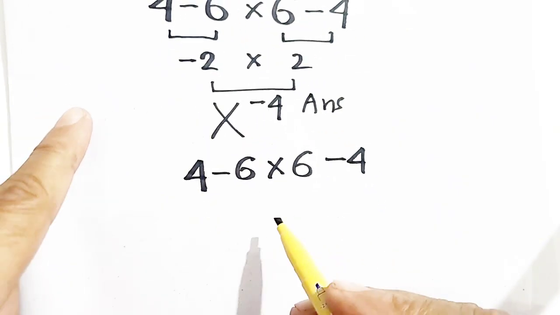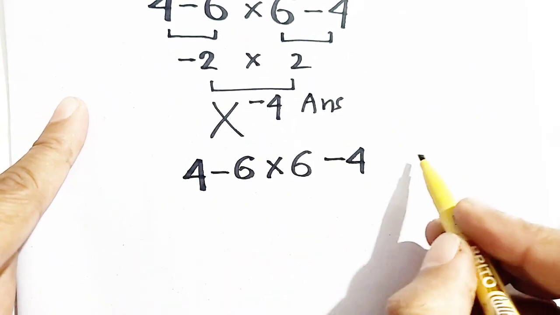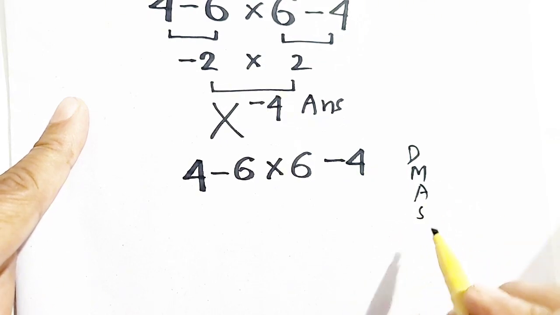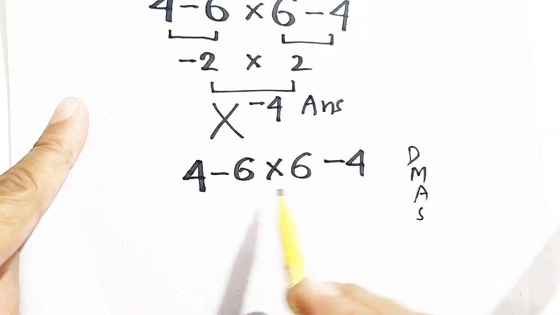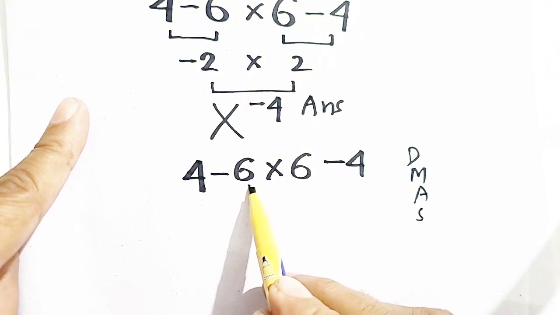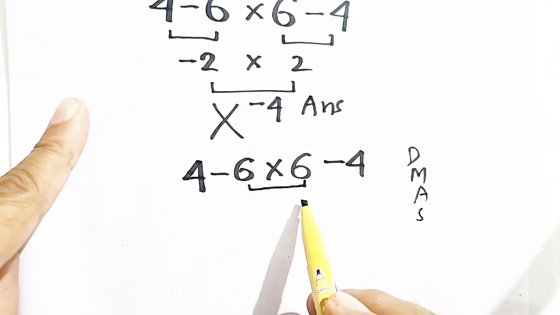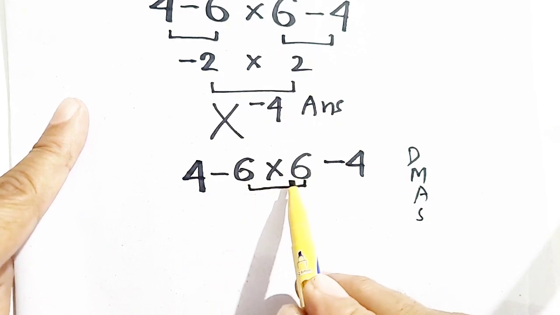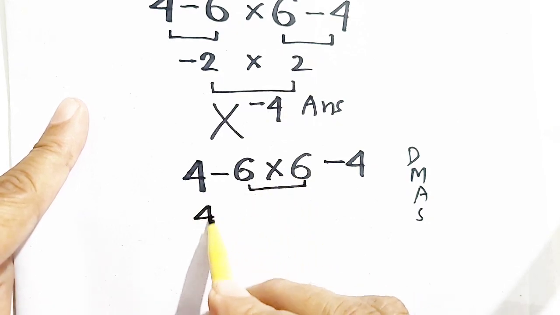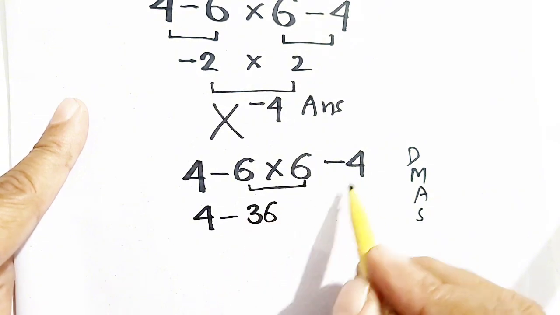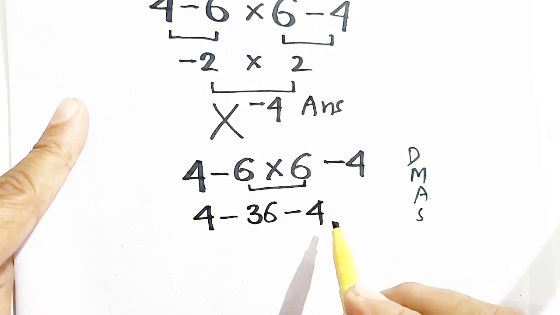Look at the order of operations: DMAS or PEMDAS or BODMAS. Here we have minus, multiplication, and again minus. So the first term is multiplication, so multiplication will be carried out first. 4 as it is, minus 6 times 6 will be equal to minus 36, and minus 4.